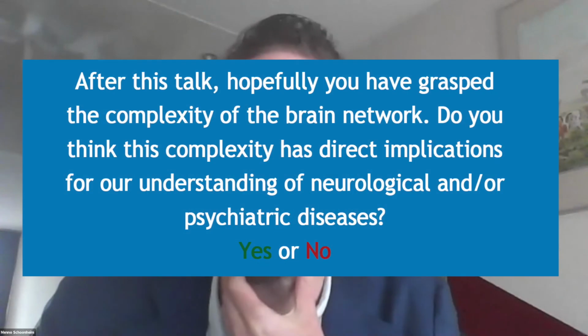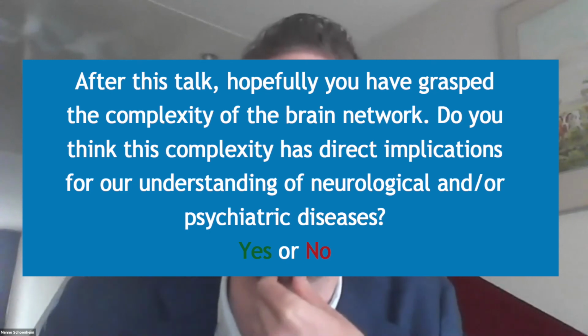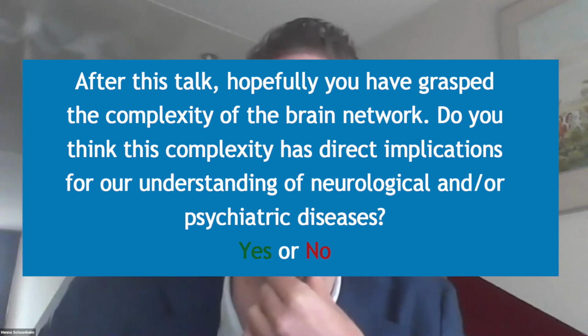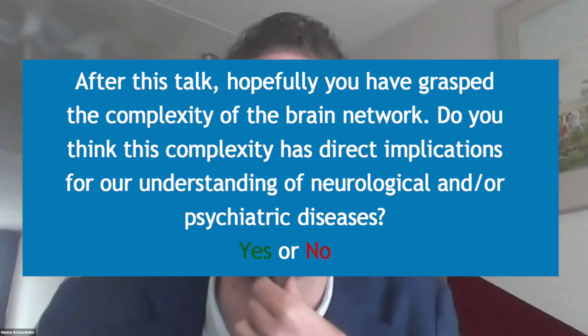So I think we don't have time for more questions, but we have a few more interactive things. I think it would be nice to move to the polls now. We have one more poll, both for Professor Airas and Professor Van Der Heuvel. Can we move to the first poll? After Martijn Van Der Heuvel's talk, hopefully you grasp the complexity of the brain network. Do you think that the complexity has a direct implication for our understanding of neurology or psychiatry?